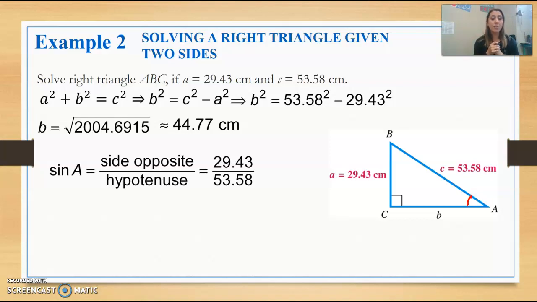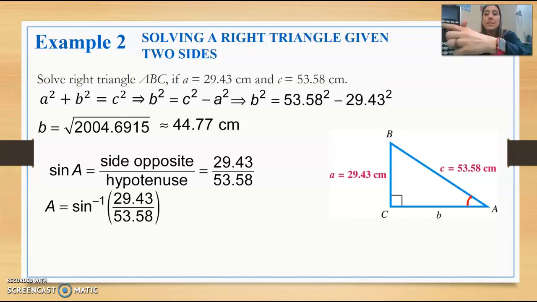Because I know that the sine of A is going to be equal to its opposite over hypotenuse, I'm going to use that inverse sine. So the way you do that on your calculator is you hit second, which is the blue button, and then you hit sine, and you should get the inverse of sine. And then you just type 29.43 divided by 53.58. You close that parenthesis, you hit enter, and I get 33.3170944.